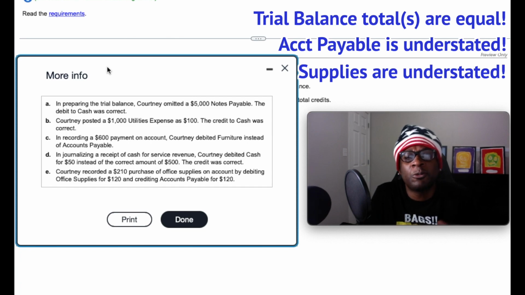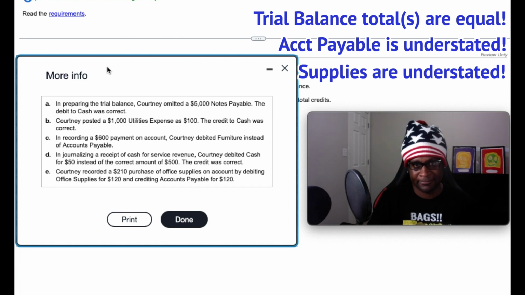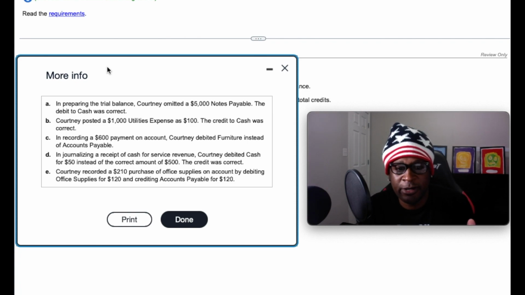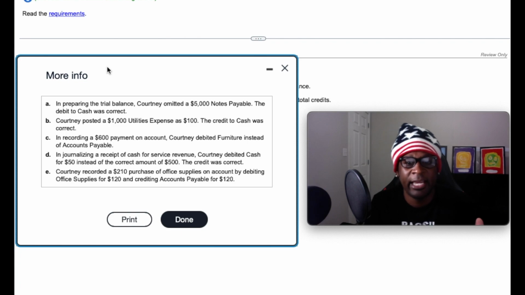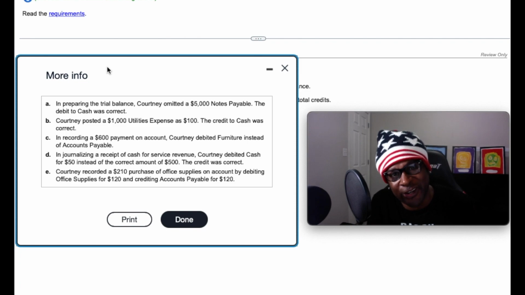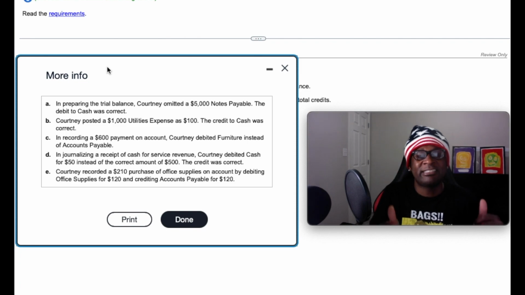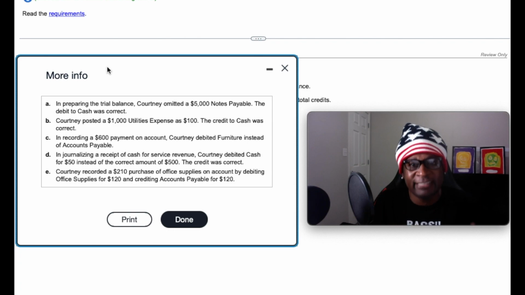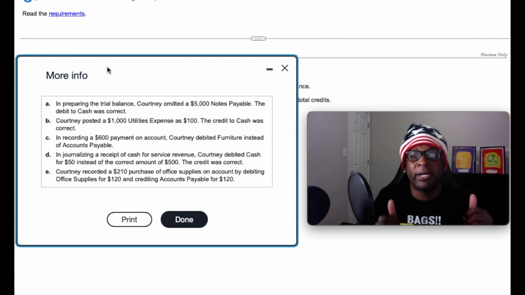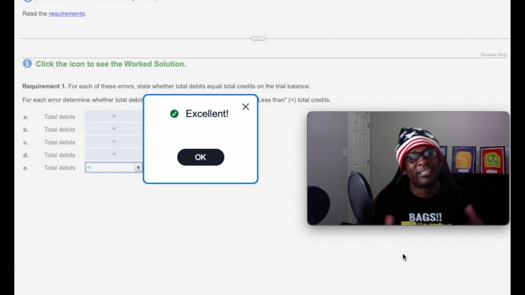She recorded 120 instead of 210, which means that if we subtract the two, that is the amount each account is being understated by. As we already know, office supplies is an asset, so the normal balance is going to be on the debit side, and accounts payable is a liability, so the normal balance is going to be on the credit side. Since they're both opposing sides that are understated by $90, the amount on the trial balance will be incorrectly equal. Check the answer. Good job, gang.